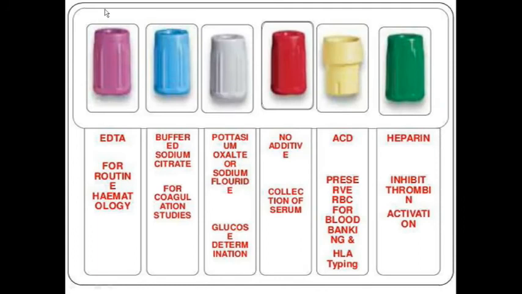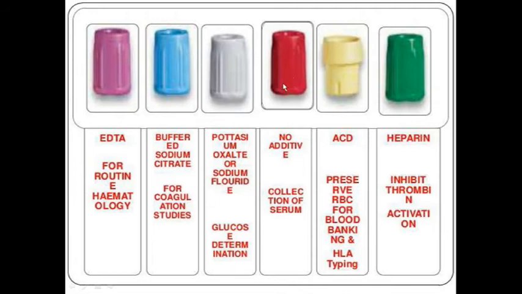These are the different anticoagulants that are present in the different vials. In the purple vial it contains EDTA, in the sky blue vial it contains sodium citrate, in the grey top or grey vial it contains potassium oxalate or sodium fluoride.